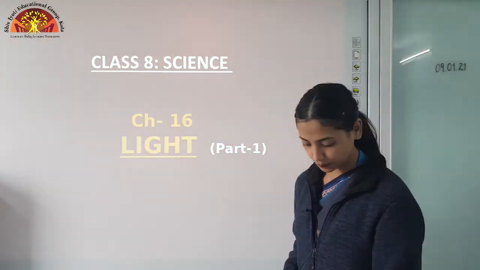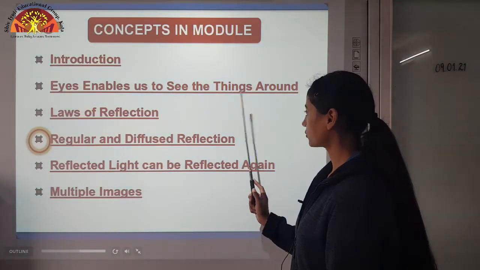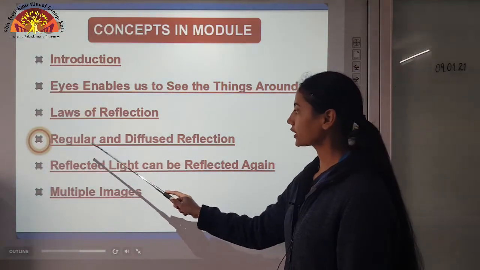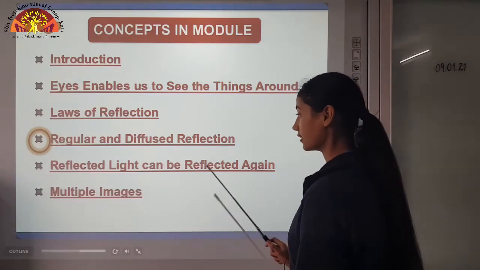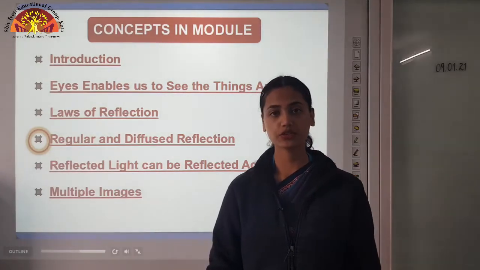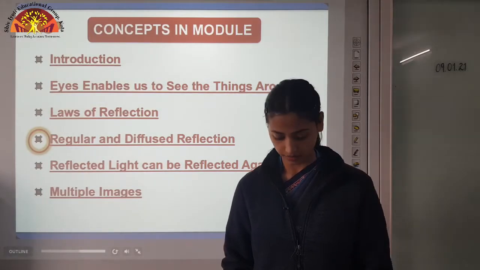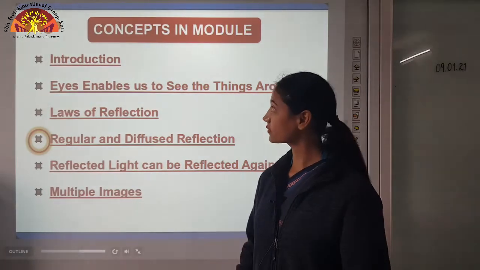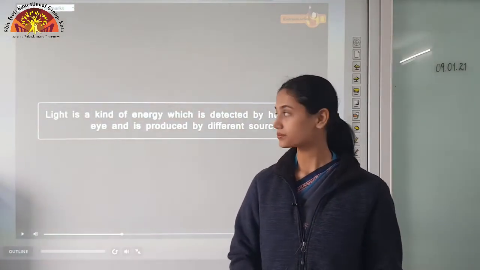Chapter 16, Light. The topics which we will see are: eyes enable us to see the things around, laws of reflection, regular and diffused reflection, reflected light can be reflected again, and multiple images. A few topics you are familiar with, and we will cover some new topics also. So, let us recall the previous concepts which we have seen in your previous classes.